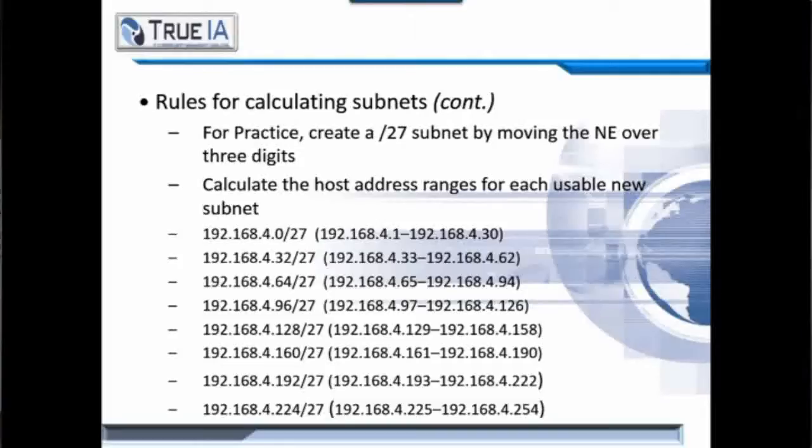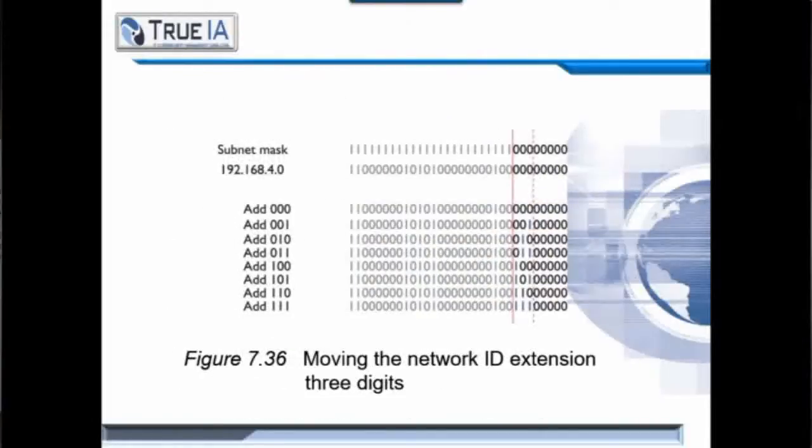192.168.4.30. You'll continue calculating out in this fashion until you get to the last possible subnet of 192.168.4.225 through 192.168.4.254. This is all done by just simply moving the network ID extension, the required digits, to the right.